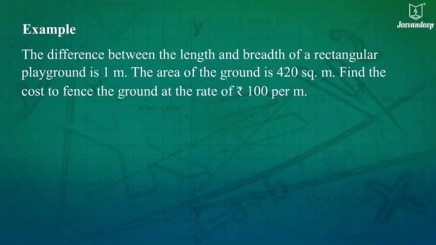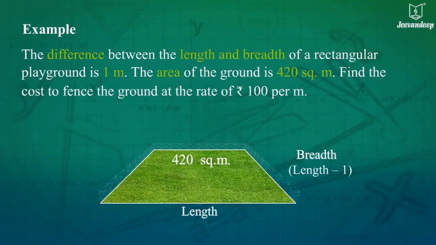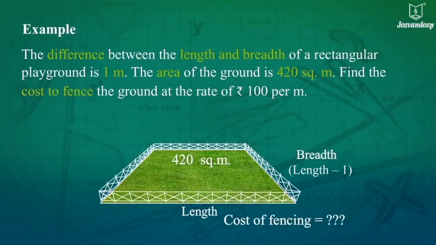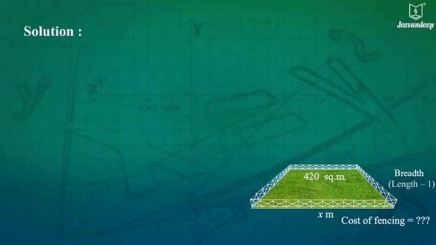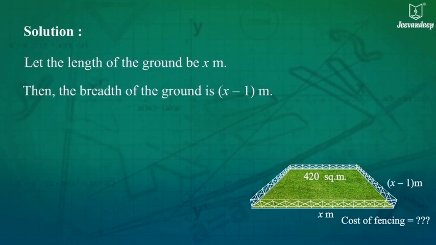Example: the difference between the length and breadth of a rectangular playground is 1 meter. The area of the ground is 420 square meter. Find the cost to fence the ground at the rate of Rs 100 per meter. Solution: let the length of the ground be x meter. Then the breadth of the ground is x minus 1 meter.